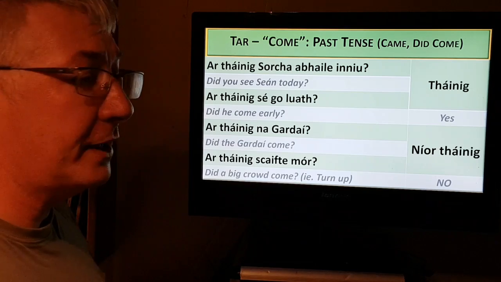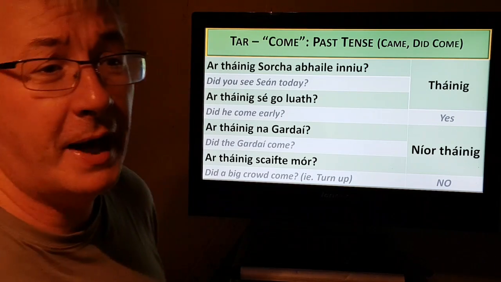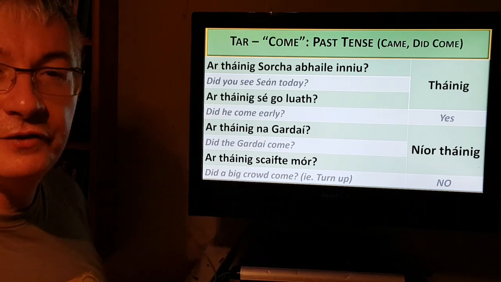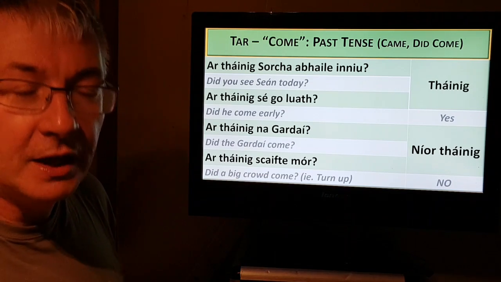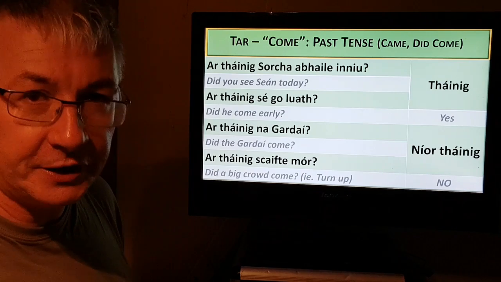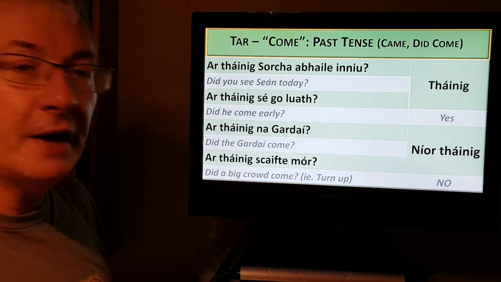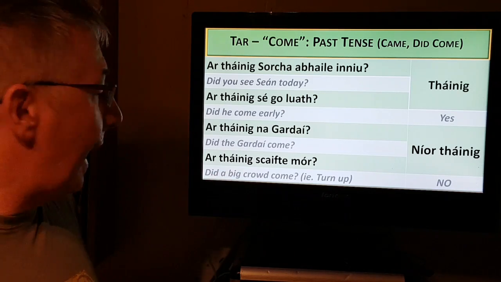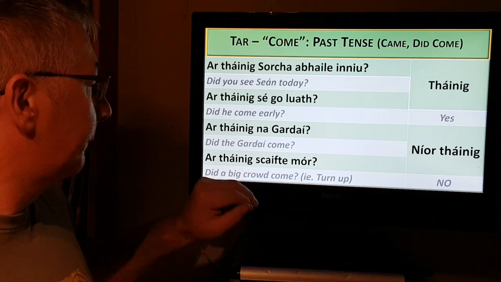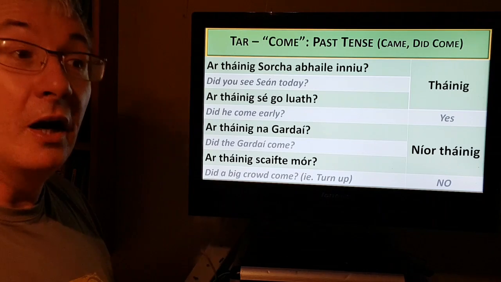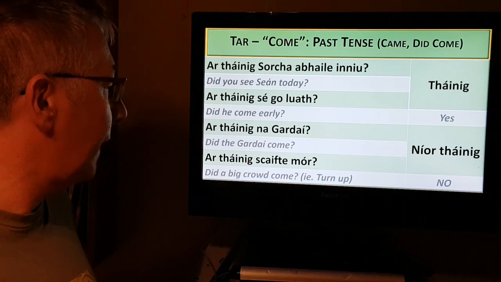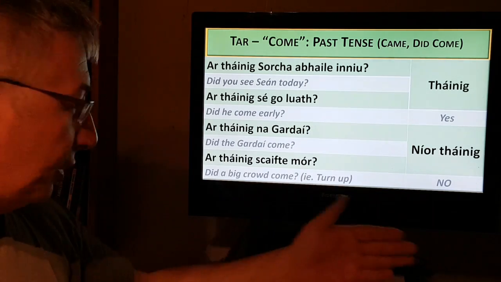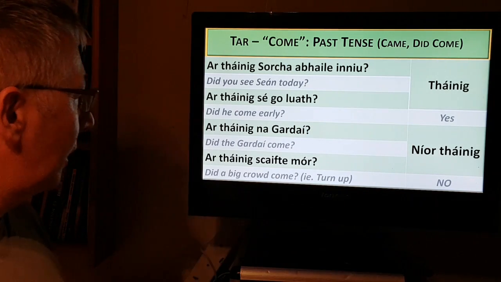And then the last one there, say you're running a social event and somebody wasn't able to make it and they wanted to ask you how you got on, you know. So Hannig Skafte, Skafte is a crowd. Skafte more. Hannig Skafte more. Did a big crowd come? In others, did a big crowd come? Hannig Skafte more. Hannig came. Near Hannig didn't come. Yes and no. Okay. So that's how that operates.